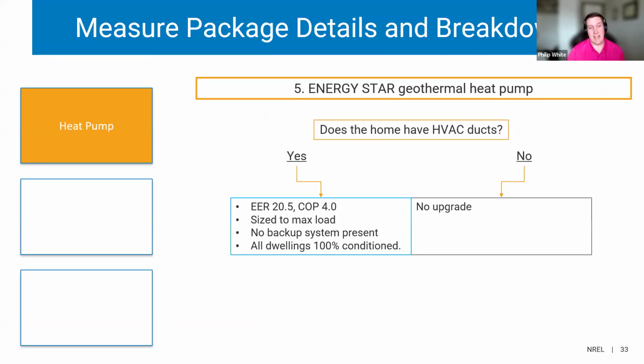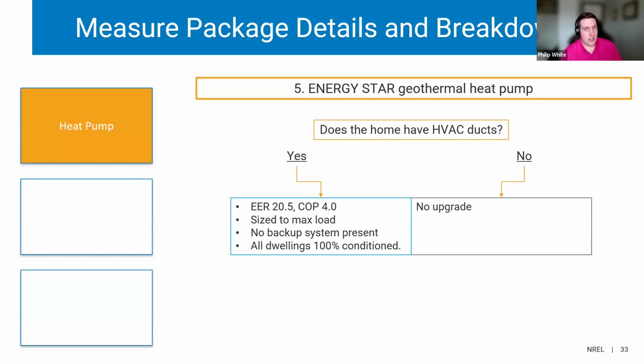And now let's look at a newcomer to ResStock datasets, the geothermal heat pump. In this dataset, only ducted homes will receive geothermal heat pumps. Its specifications are an energy efficiency ratio of 20.5 and a rated coefficient of performance, or COP, of 4.0. It's sized to max load and has no backup system present. Like the other heat pumps, it'll condition the entire dwelling. An advantage to these geothermal systems is that their thermal reservoir is a constant temperature, rather than being dependent on ambient temperature like the air-to-air heat pumps.